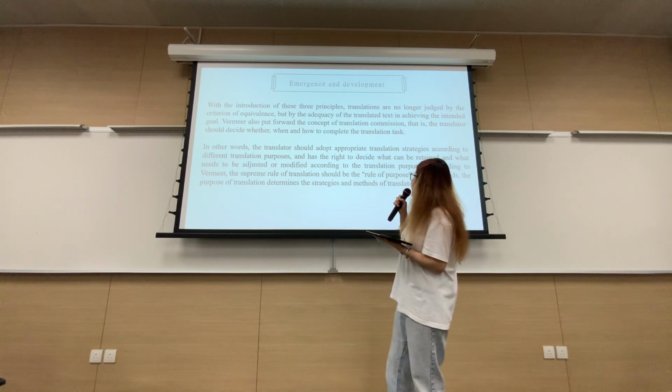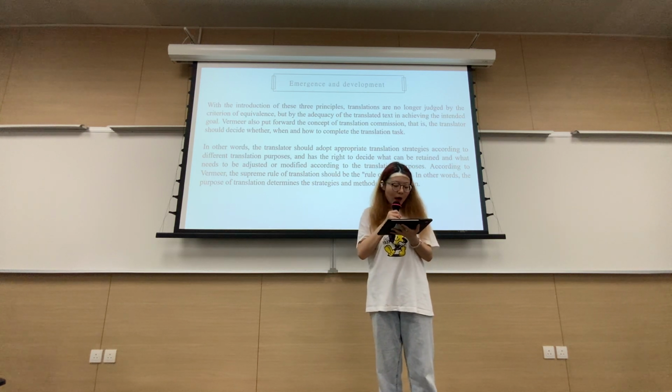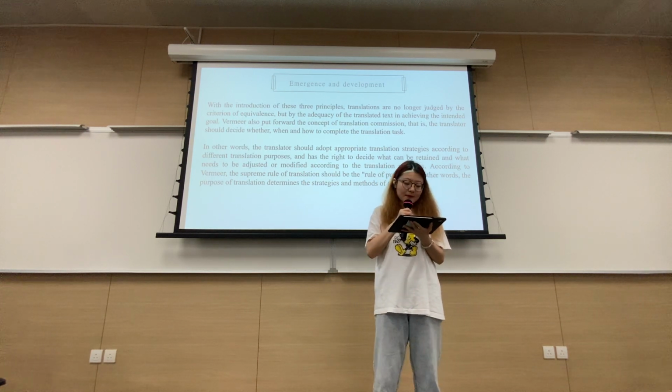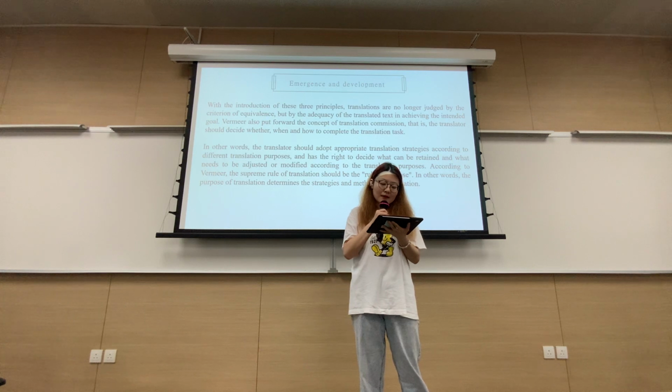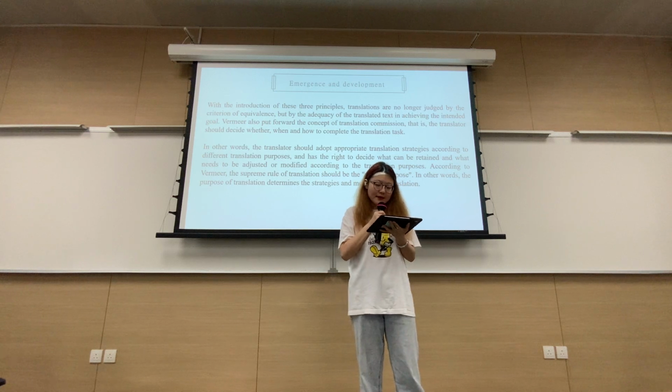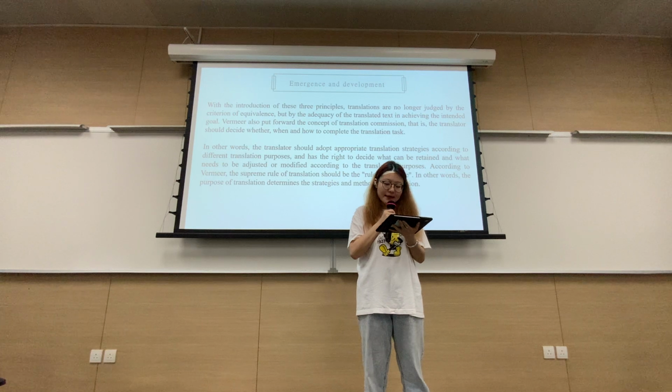We can see the translation commission, and that is the translator should decide whether, when, and how to complete the translation text. So in the real world, when you need to translate something, I think the first thing you should do is ask for the translation commission. In other words, the translator should adopt the appropriate translation strategies according to a different translation purpose and has the right to decide what can be retained and what needs to be adjusted or modified according to the translation purpose.